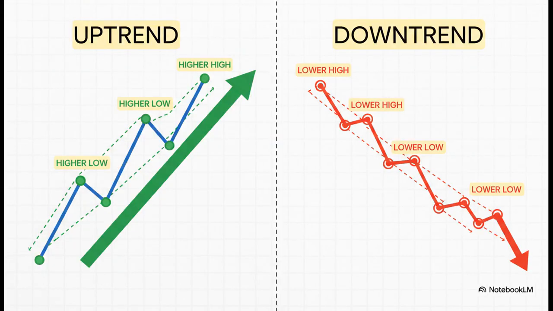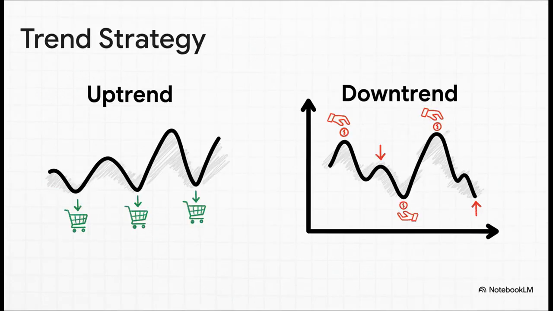In an uptrend, you'll see this clear pattern of higher highs and higher lows. It's like the price is walking up a set of stairs. That's a huge sign of bullish momentum. And a downtrend, it's the exact opposite, a series of lower highs and lower lows, like it's walking down the stairs. Spotting which way the stairs are going is absolutely crucial. And this brings us to what is maybe the number one golden rule of trading.